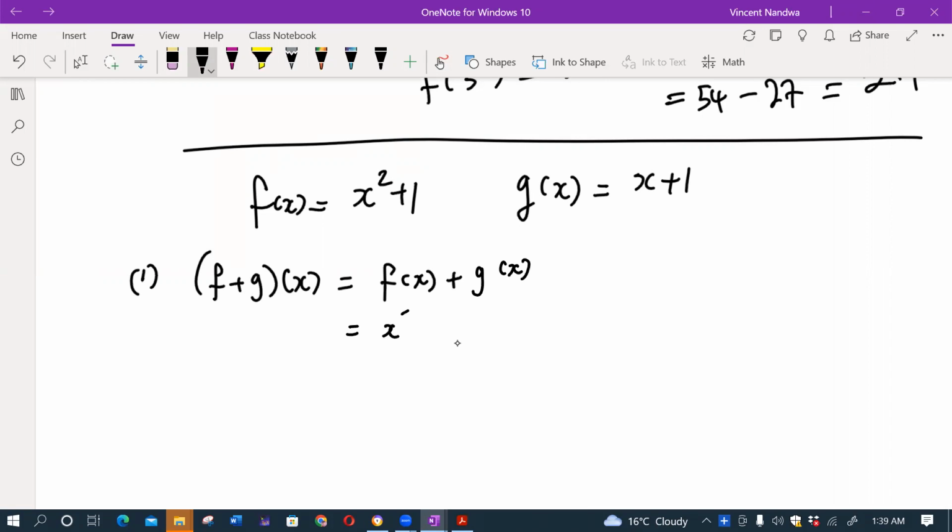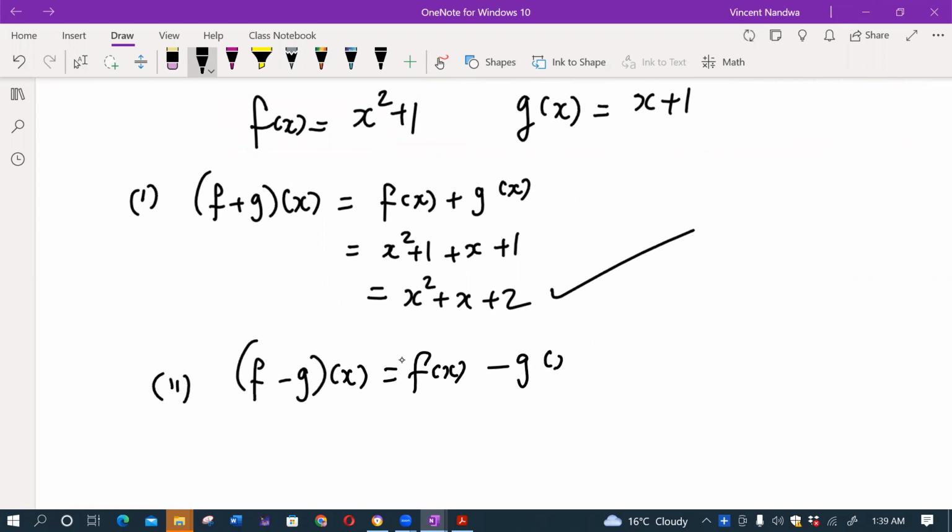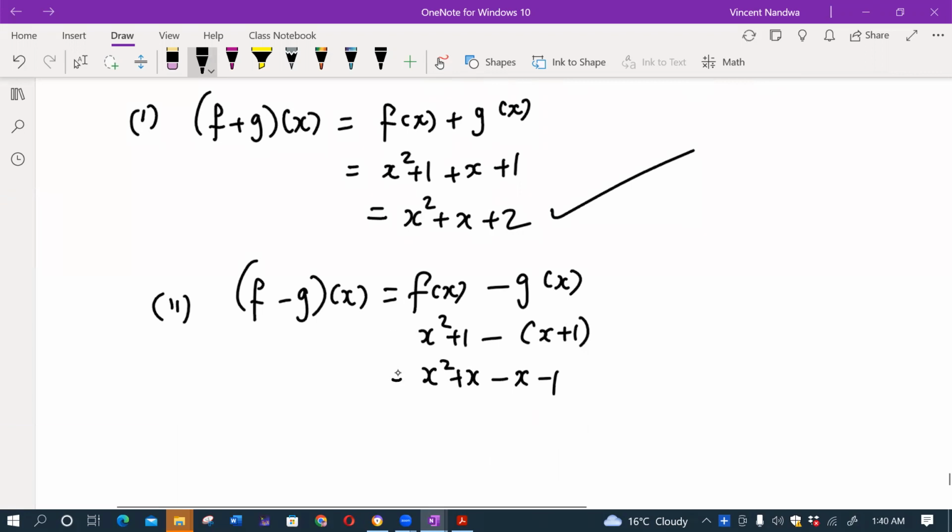So we're going to say x squared plus 1 plus x plus 1, which will be x squared plus x plus 2. And then 2, f minus g. So this simply means f of x minus g of x, which will be x squared plus 1 minus x plus 1, which will be x squared plus x minus 1. And this will give us, so this is 1, x squared minus x, because the positive 1 and negative 1 cancels out.